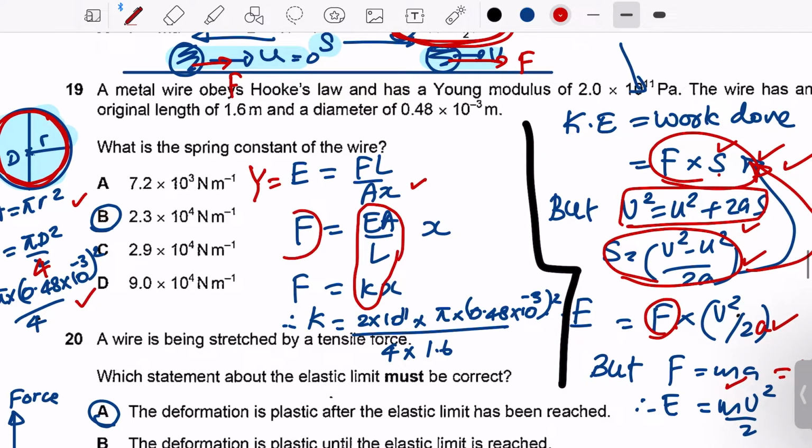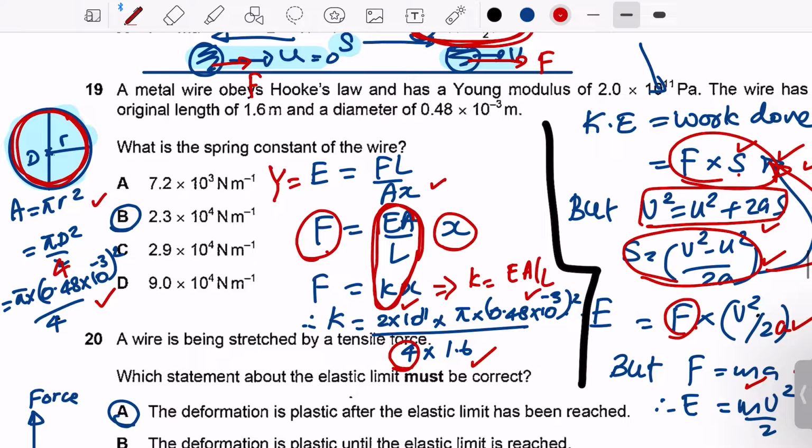From there, I can make F the subject. What I mean is you can change it into F equals something times x. So this must be the k. So spring constant is EA over L. Put in that Young's modulus value, cross-sectional area is pi d squared divided by 4, times length. You will get the answer, which is 2.2 something times 10 to the power of 4. So the spring constant is given in answer B.